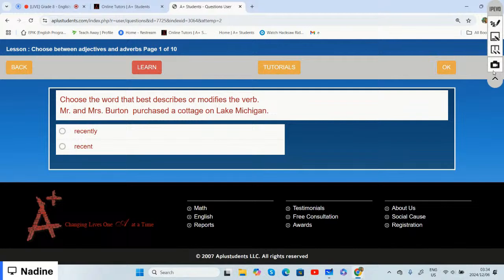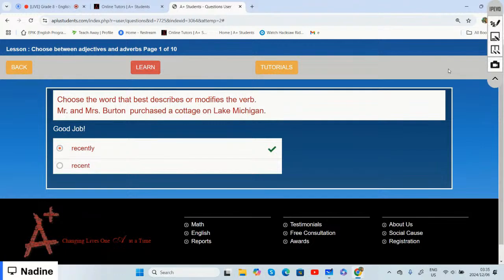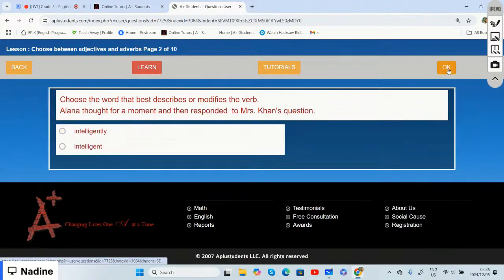All right, and if we were to choose the correct option, we will say Mr. and Mrs. Burton recently purchased a cottage on Lake Michigan. All right, and recently is correct.